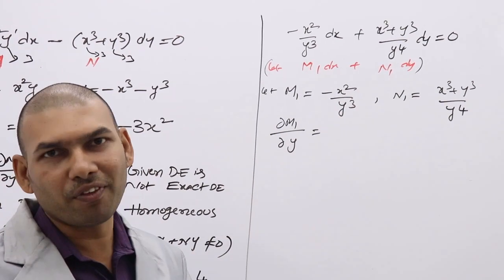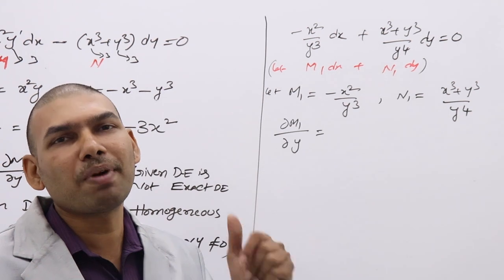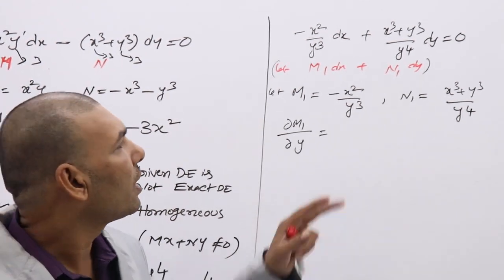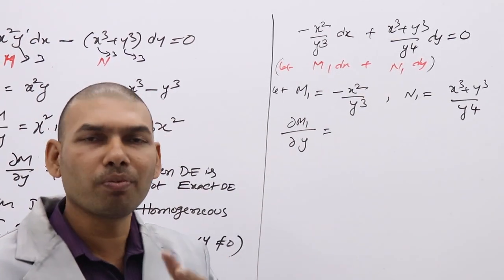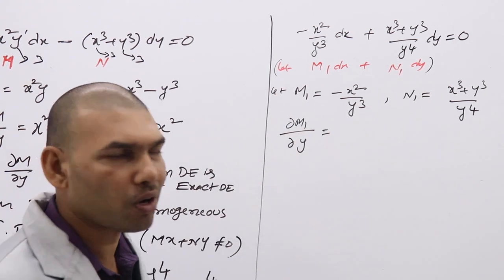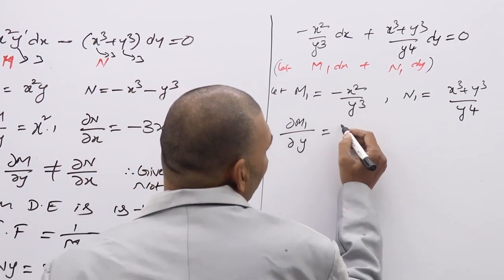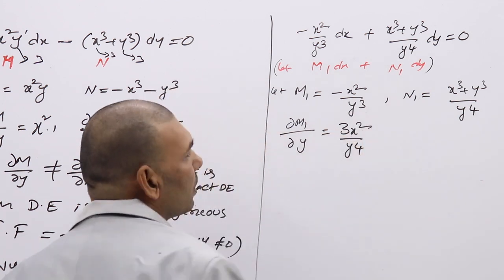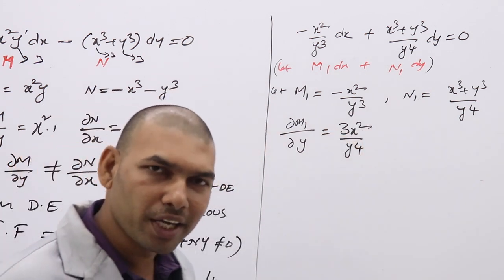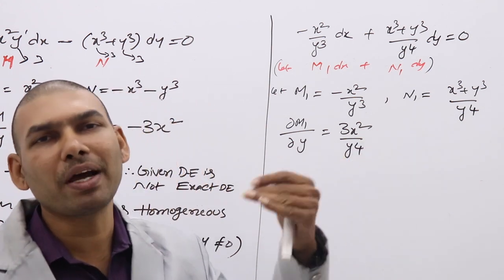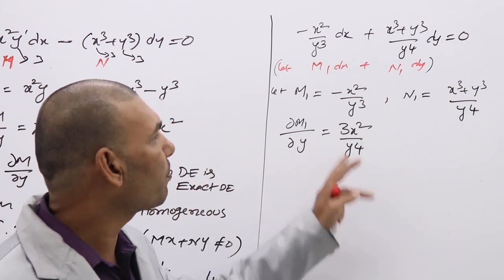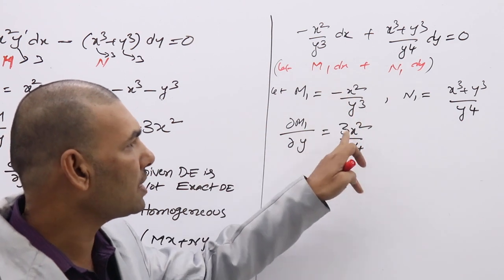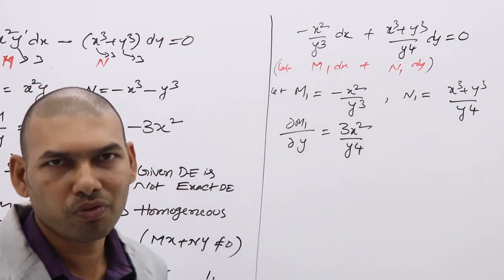Differentiation of 1 by y cube minus 3 by y to the power of 4. Then what happens? Minus into minus plus 3x square by y to the power of 4. Differentiation of 1 by y cube minus 3 by y to the power of 4, you will get minus 3 in numerator, this becomes plus, denominator you will get y to the power of 4.